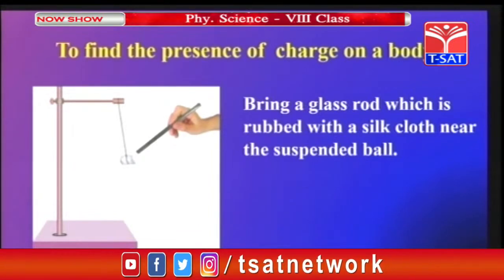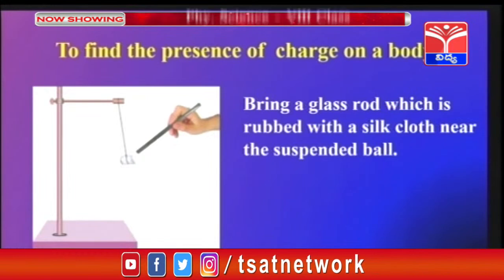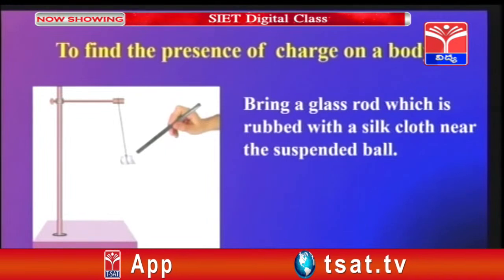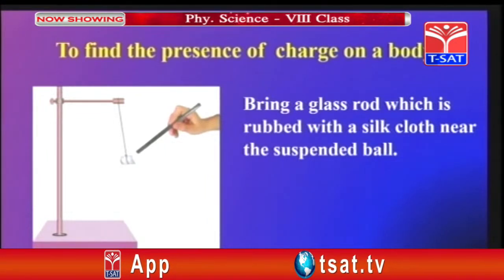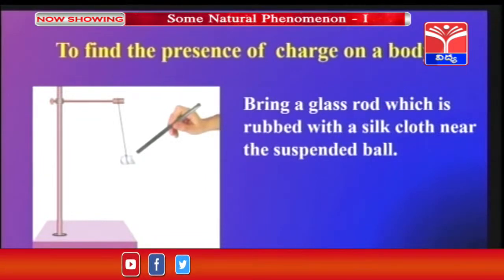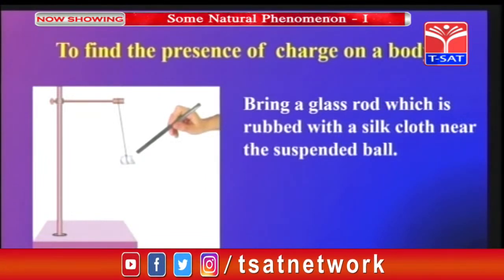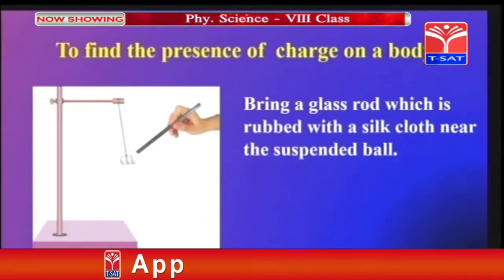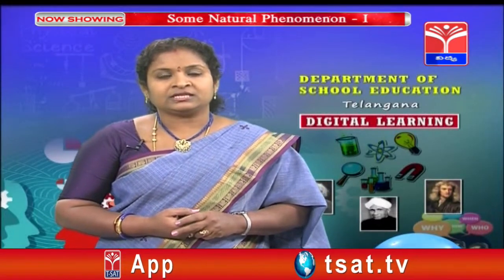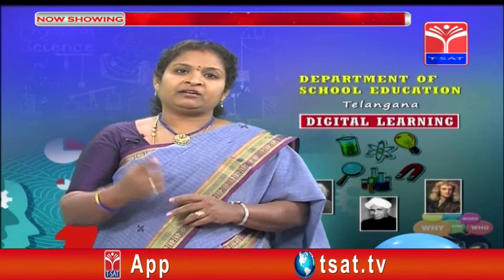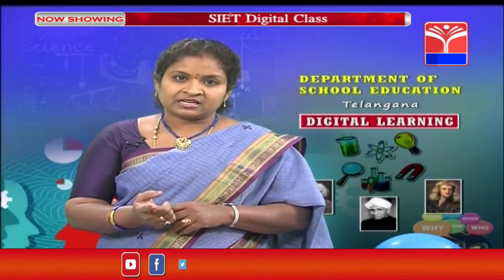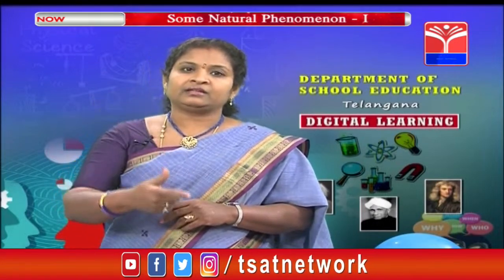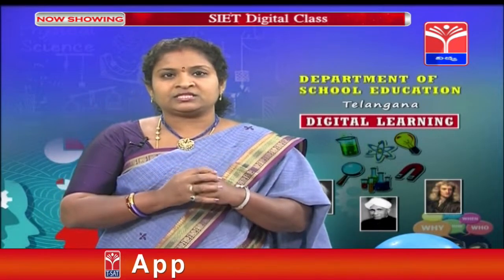You just have to take a thermocol ball and wrap it with aluminium foil or silver foil and hang it freely with a thread. And now bring a glass rod which is rubbed with a silk cloth. Do you remember, when a glass rod is rubbed with a silk cloth, what is the charge obtained by the glass rod? It is positive. And the charge obtained by the silk cloth is negative. So now in this experiment we are taking a glass rod which is rubbed with a silk cloth. Now this glass rod is positively charged. I am bringing it near the thermocol ball which is wrapped with silver foil.